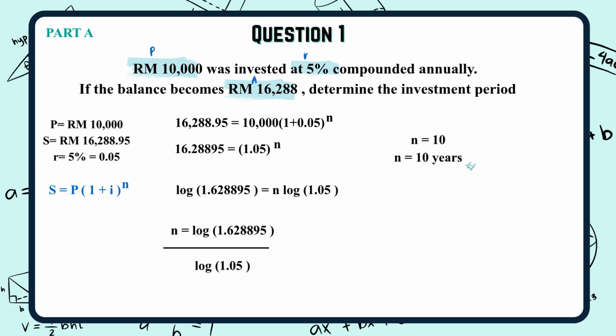16,288.95 equals 10,000 times 1.05 raised to the power of n. Dividing both sides by 10,000, we get 1.628895 equals 1.05 raised to the power of n. Taking log and solving for n, we get n equals 10. Then the investment period is 10 years.